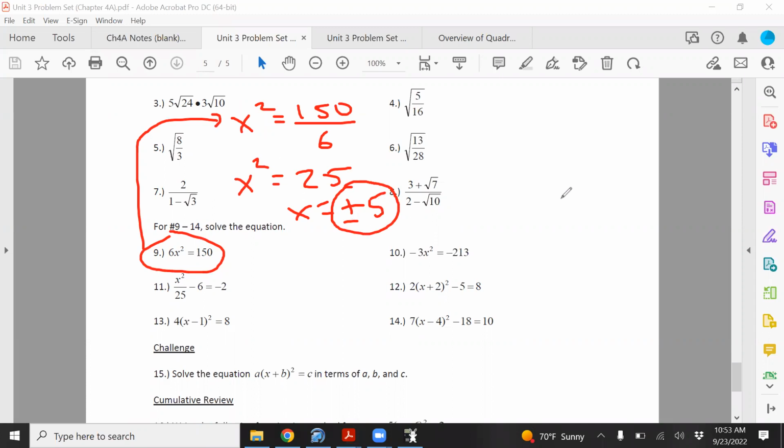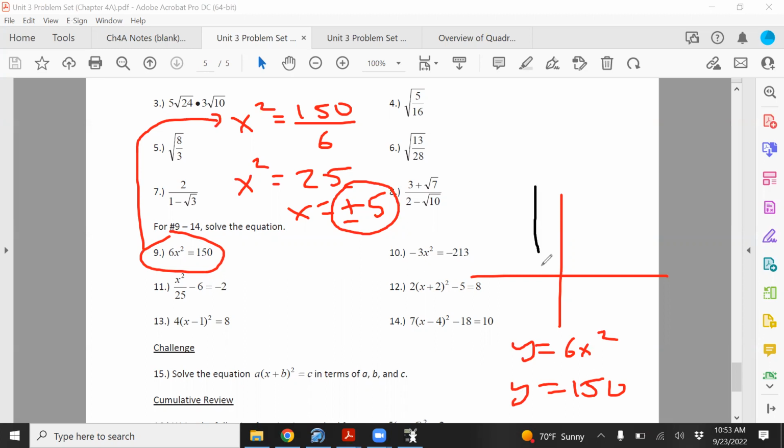Also, here's the other reason why too. What if you were to graph? What if you had y equals 6x squared, y equals 150? I know y equals 6x squared is a parabola. We've done parabolas a few times now, right? Y equals 150, I know is a horizontal line. How many times do they touch? They touch twice, don't they? And where are they touching? At 5, -5.